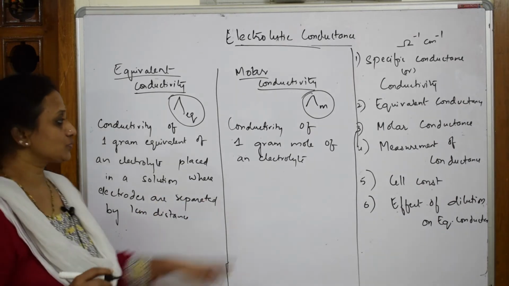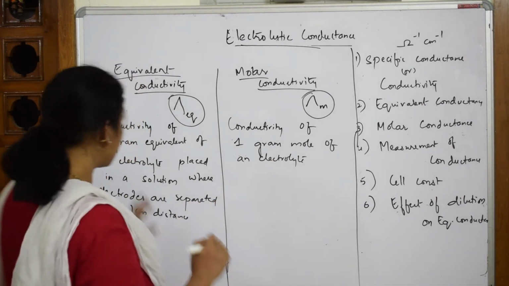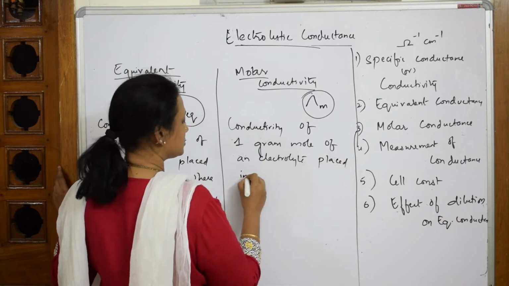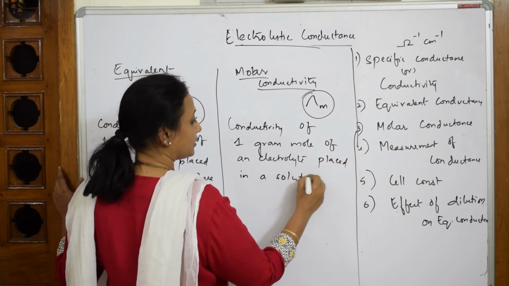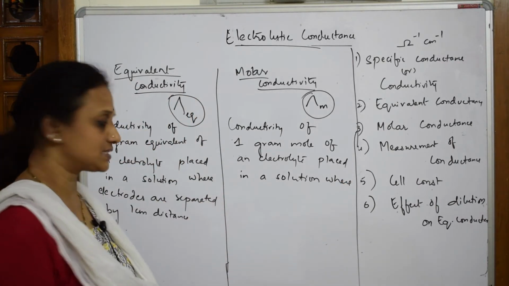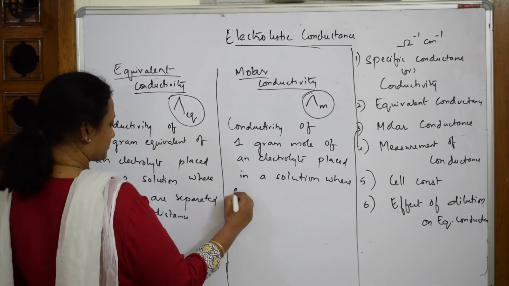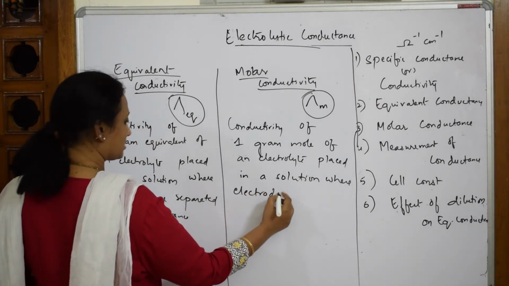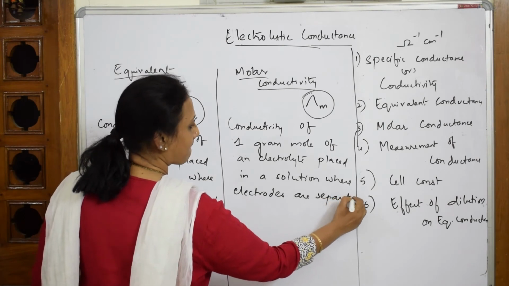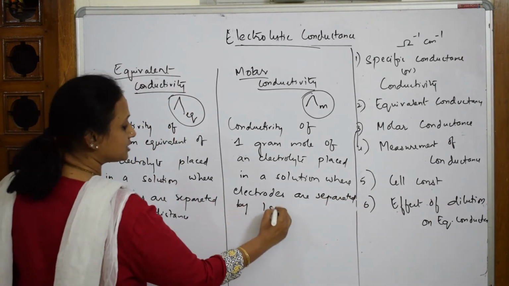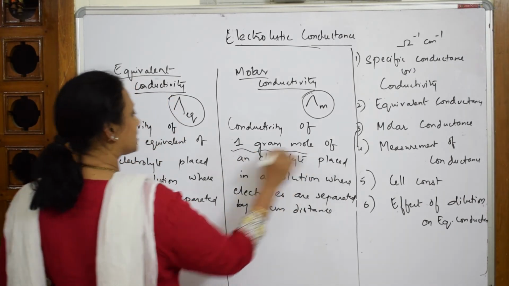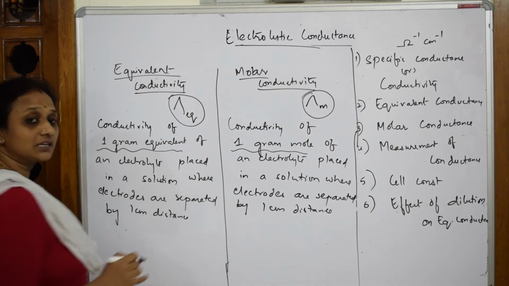Here you're going to use 1 gram mole of an electrolyte. Same thing, placed in a solution where the distance between the electrodes is 1 centimeter. Where electrodes are separated by 1 centimeter distance. Okay, this is what we have written. But you have to concentrate more on 1 gram mole here.